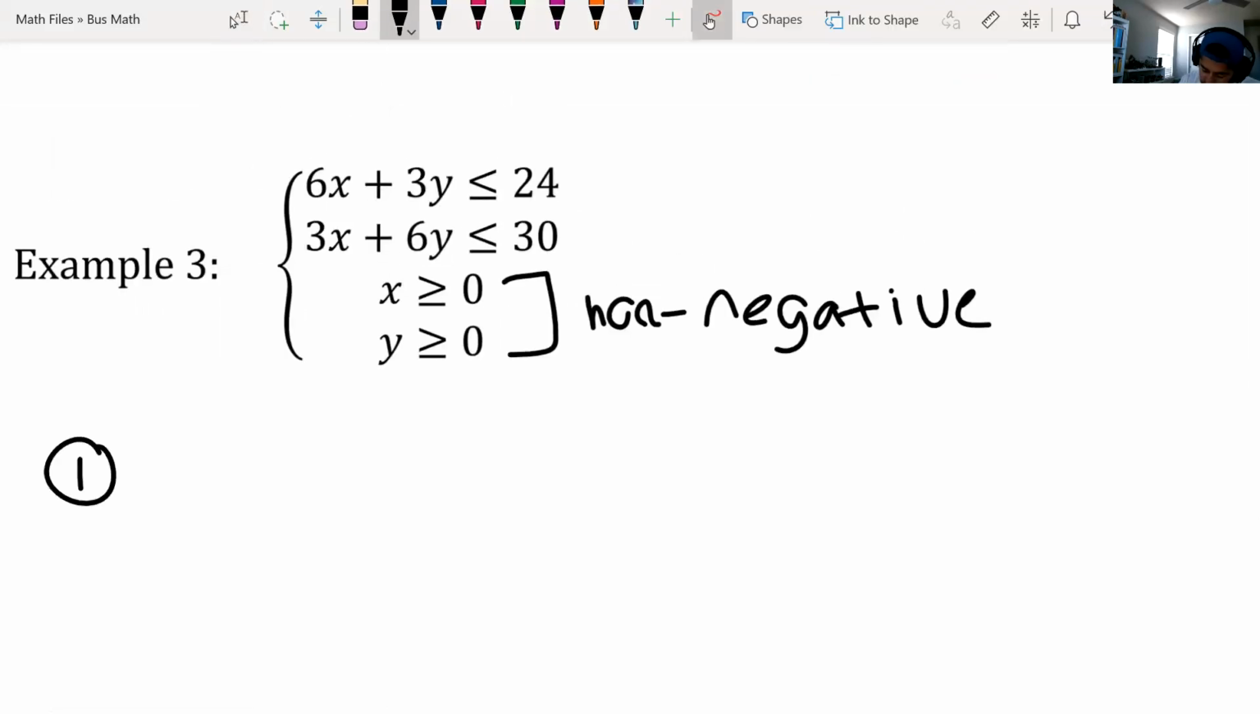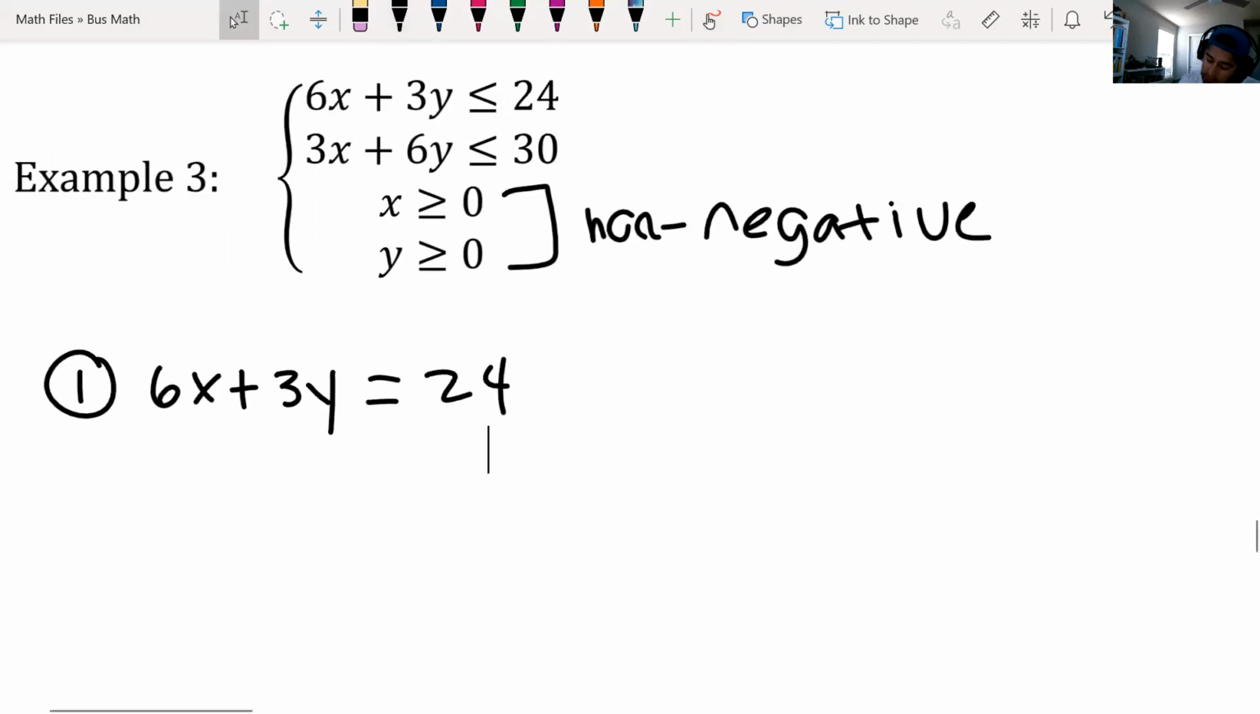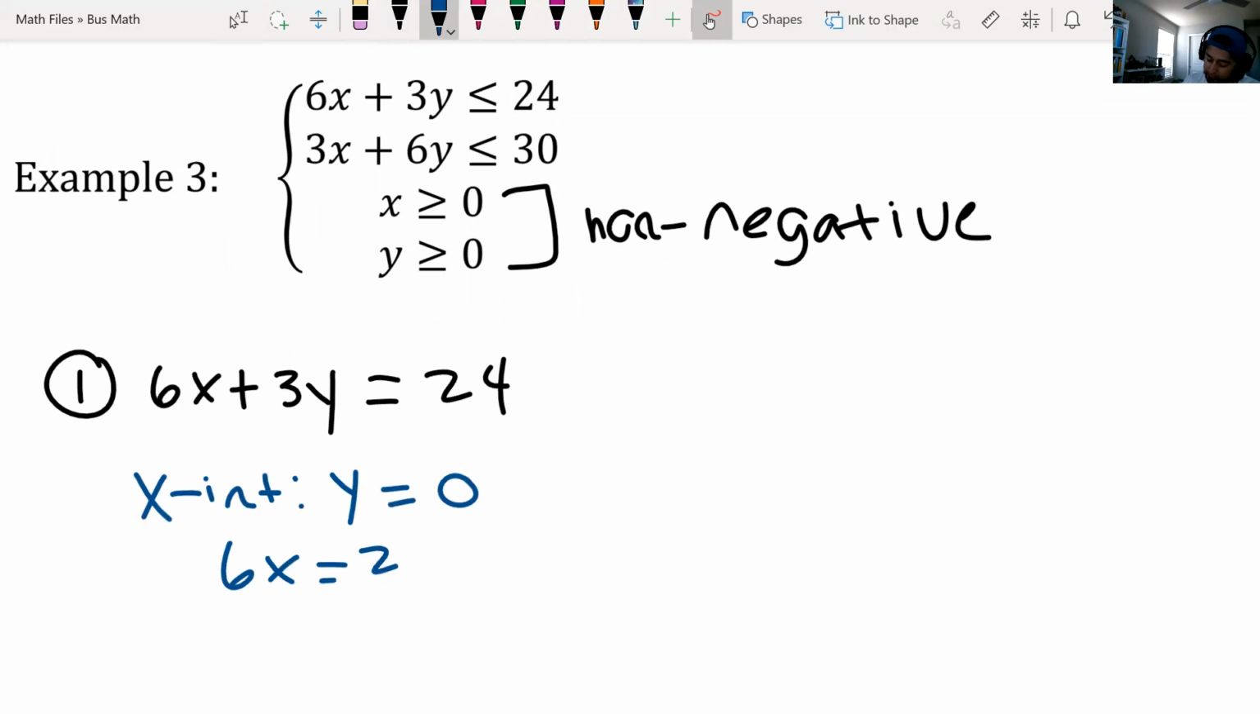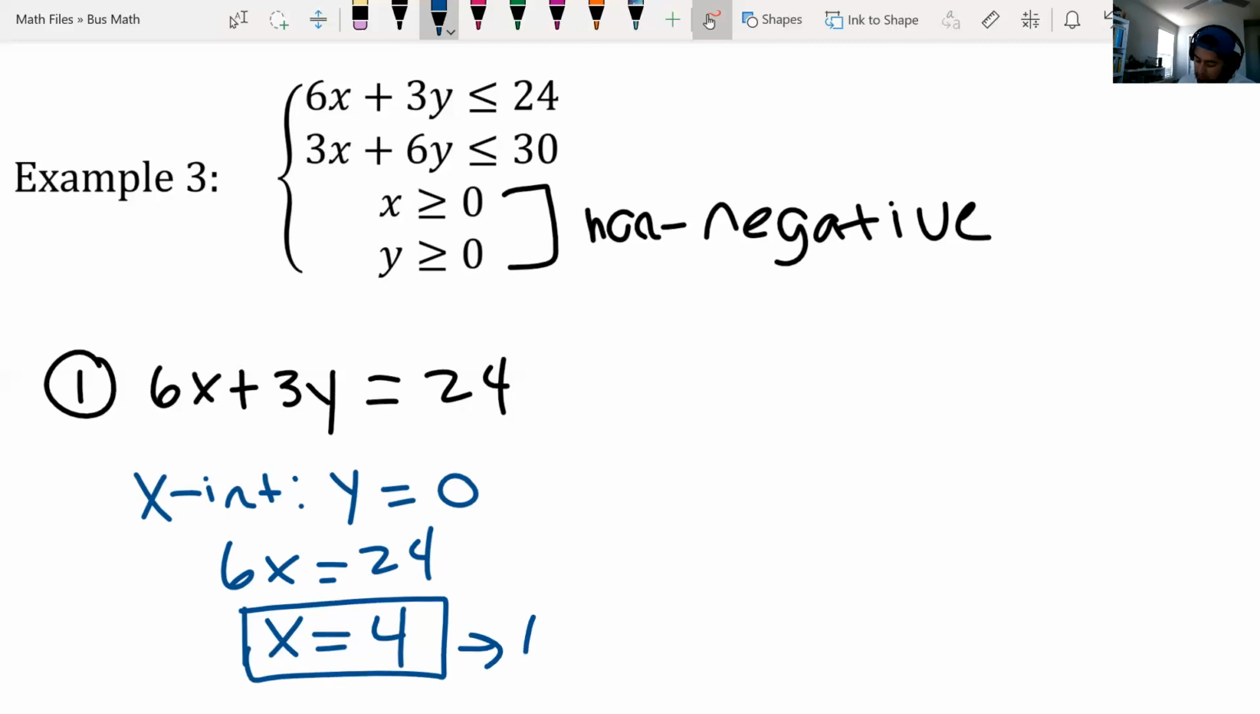So 1, 6x plus 3y equals 24. And then the x-intercept, y equals 0. So 6x would equal 24 and x would be 4, which gives me 4, 0. And then the y-intercept, x equals 0.